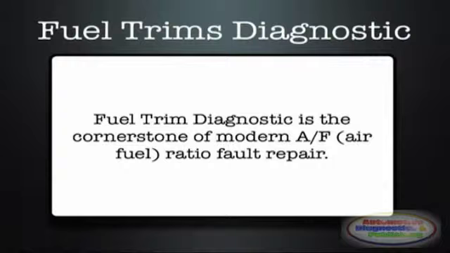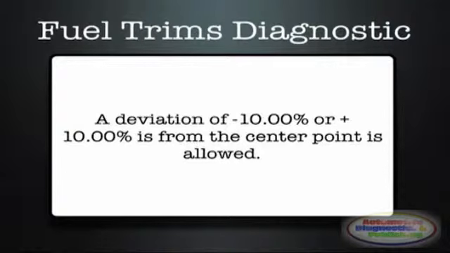Diagnosing with fuel trims is the main way of assessing the right air-fuel ratio. The rule of thumb is that a deviation of plus or minus 10%, negative or positive, is allowed. That is maximum. Fuel trims is great because only the ECM knows what should be the right value.